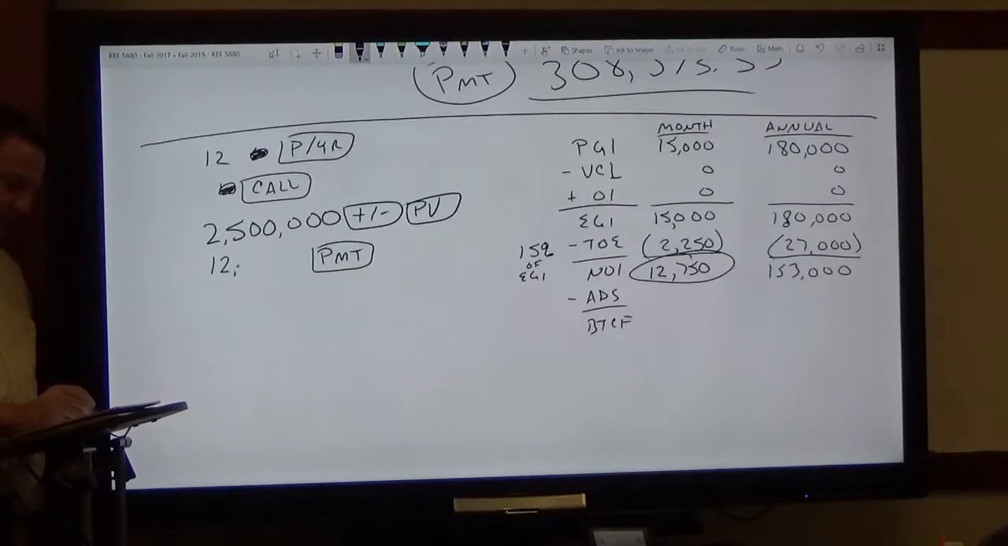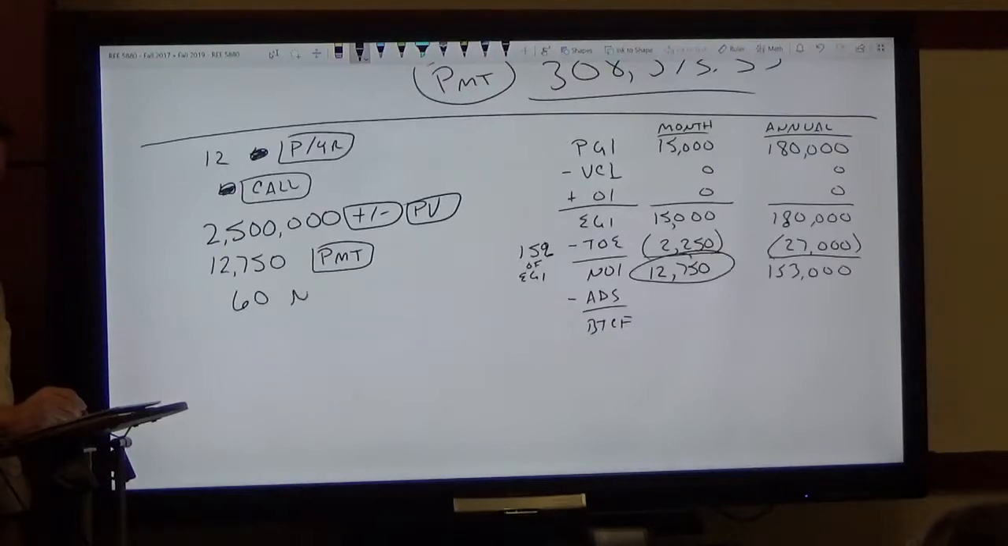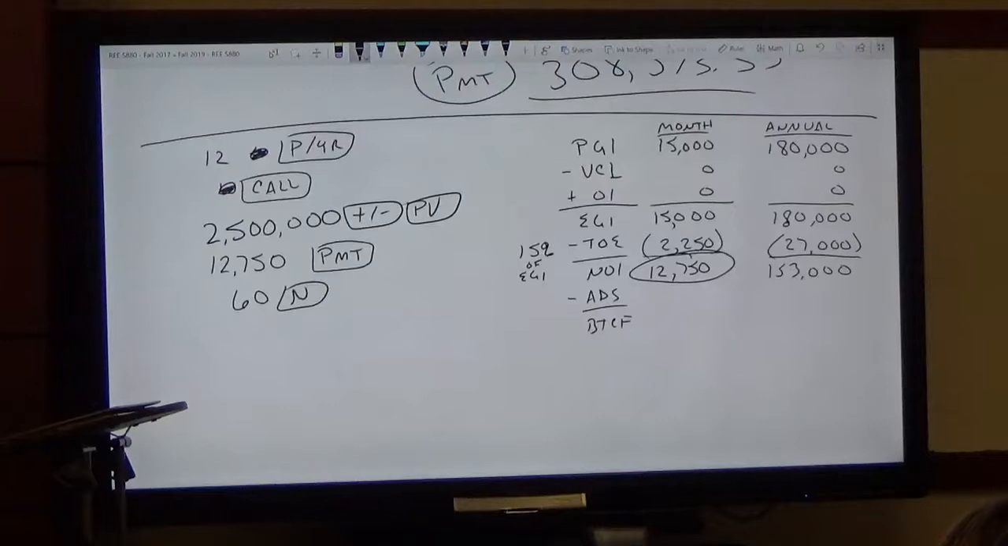So 12,750, that's going to be a positive number, positive income to us. Now, how many years are we going to own this? 5 years. So we could put in 60, 5 years times 12 months, or we could put 5 shift in, either way. Everybody good with that? Yes or no?